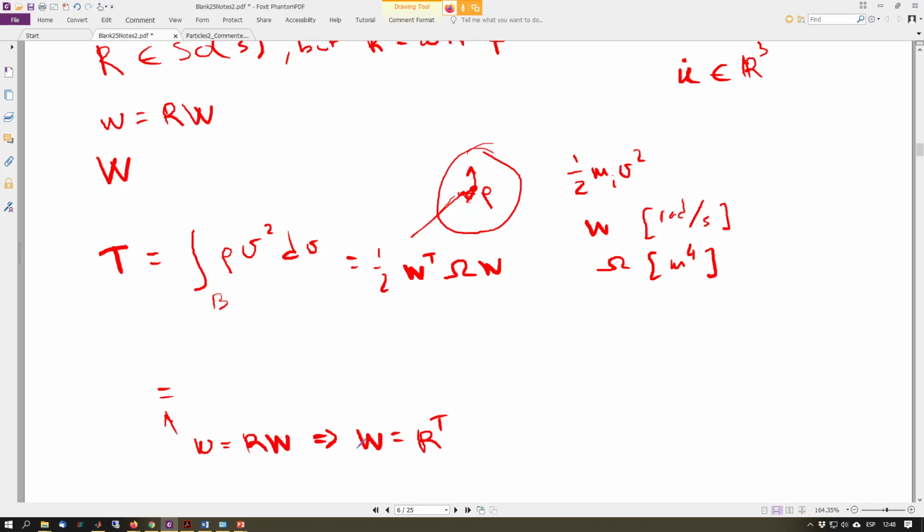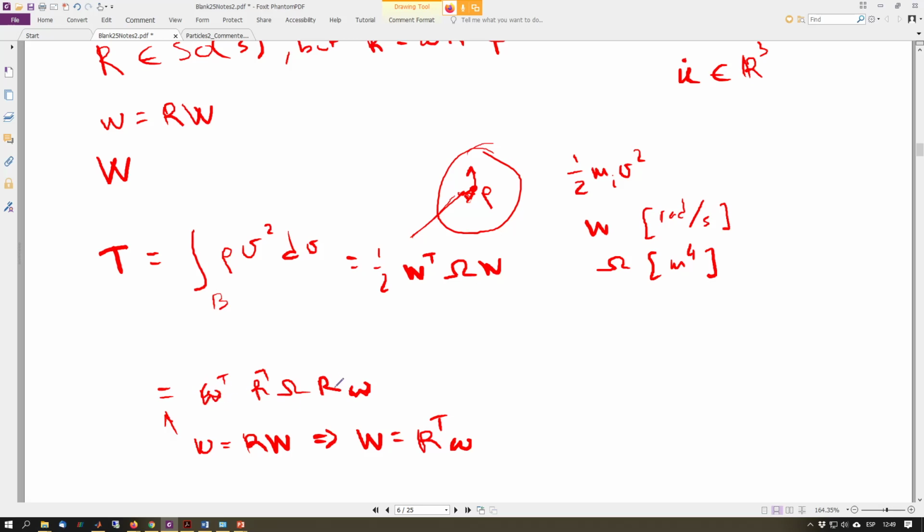So we have capital W for the body frame and small w for the one referred to the spatial coordinates, to the spatial angular velocity. So this is R transpose by W. If we do this change here, we will have W transpose by R transpose omega R and a small w again.